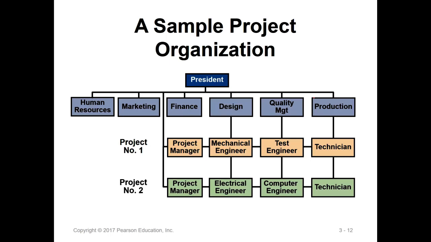So you see human resources, marketing, finance and design, and quality and production. But the project one team has the project manager. They include a mechanical engineer, test engineer, and technicians. And this group, maybe the design is from certain people. In the second team, project number 2, we have a different design engineer, so this engineer is electrical. And also they have a computer scientist or computer engineer from the company.